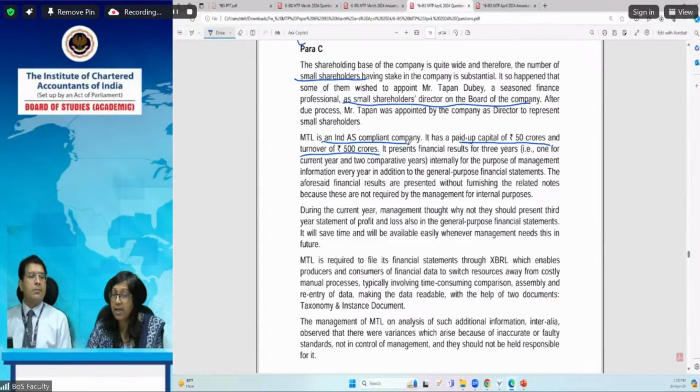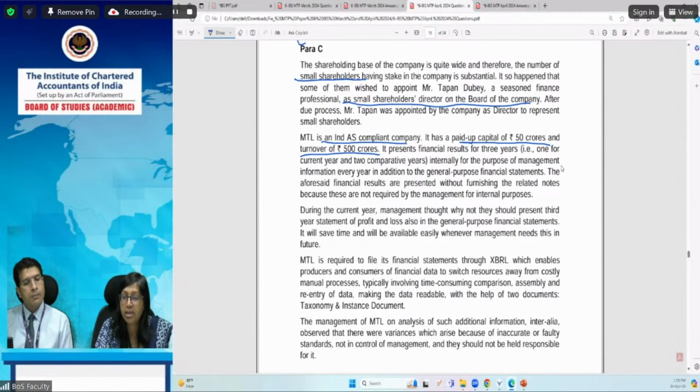MTL is an Ind AS compliant company. It has a paid up capital of 50 crores and turnover of rupees 500 crores. It presents financial results for 3 years, that is, one for the current year and 2 comparative years, internally for the purpose of management. So this presentation of 2 comparative years is only for the purpose of management information every year, in addition to the general purpose financial statement.